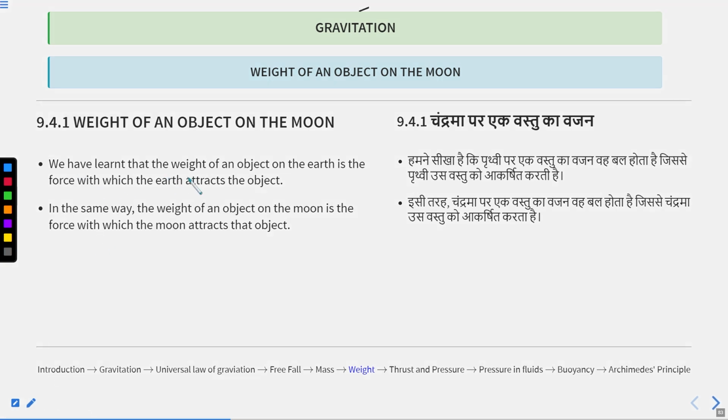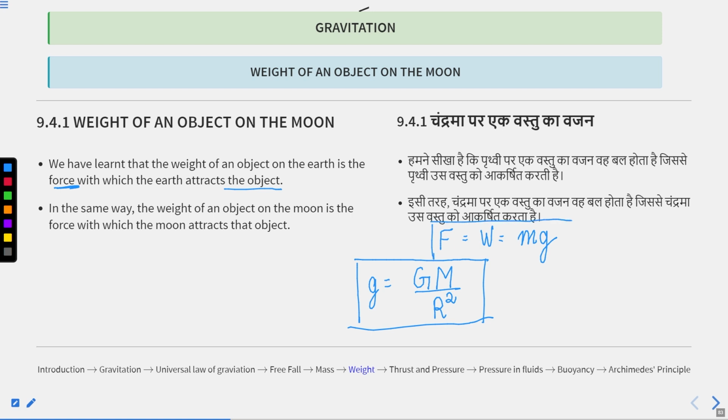We have learned that the weight of an object on the earth is the force with which the earth attracts the object. That force is equal to the weight, which is mass into gravitational acceleration due to earth, small g, where small g depends on the value of the gravitational constant, the mass of that planet, in this case earth, and the radius of that planet squared. This is the formula for g, and this is the formula for weight.